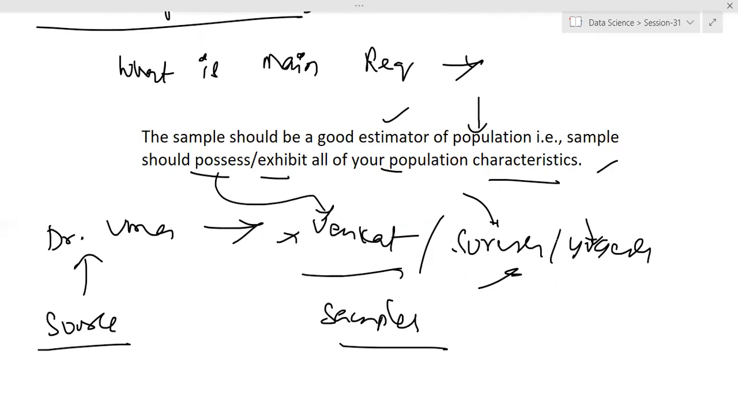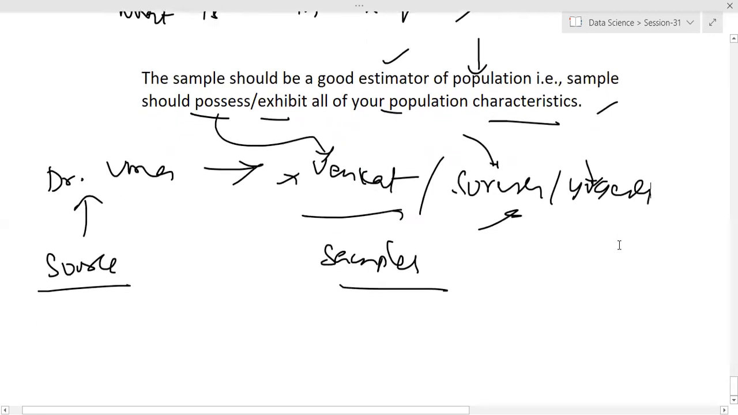So the simple aspect, while talking about sampling, is that it should be an estimator, friends. What do you mean by estimator? An estimator is something like a tool which we are using. If you are not taking the population, then we should be very cautious in the maintenance of this particular sample. That's what we are saying. The sample should possess or exhibit all of your population characteristics.